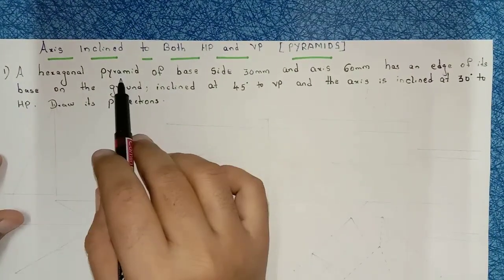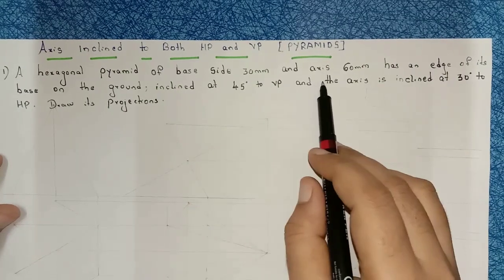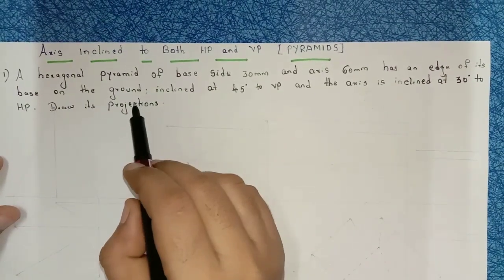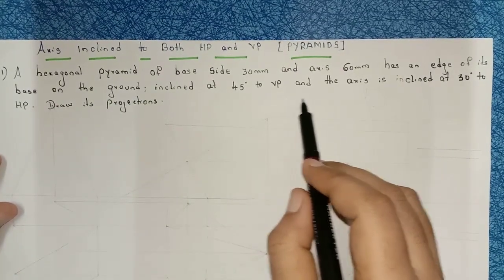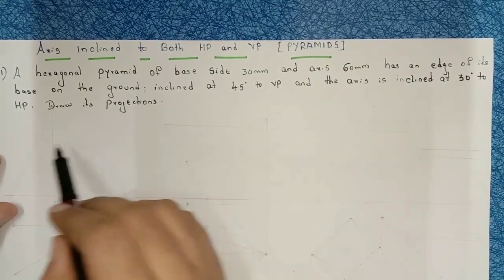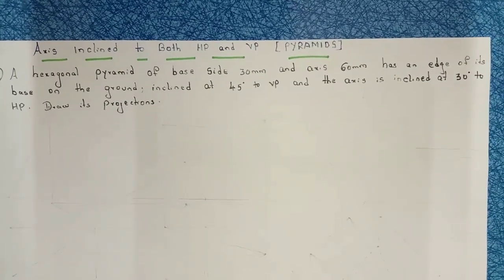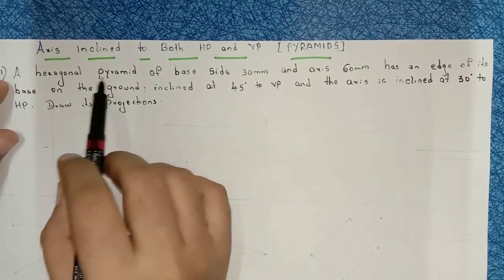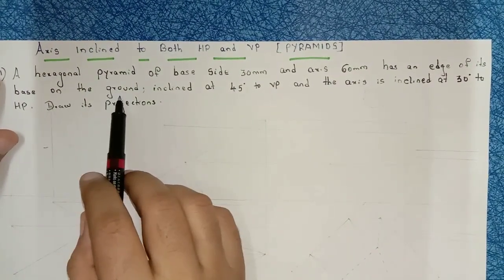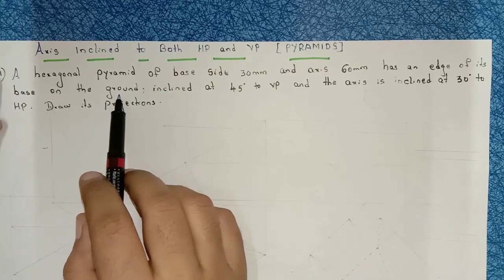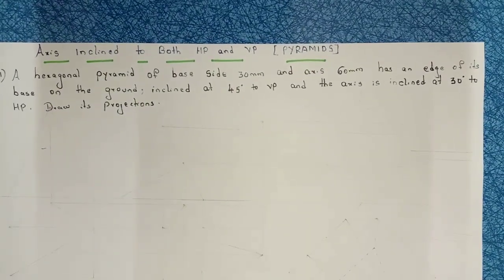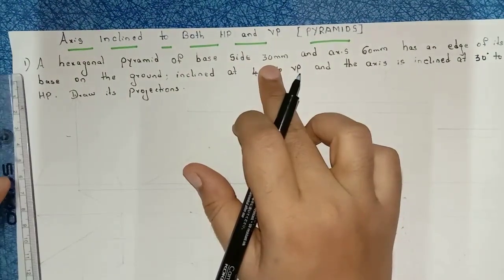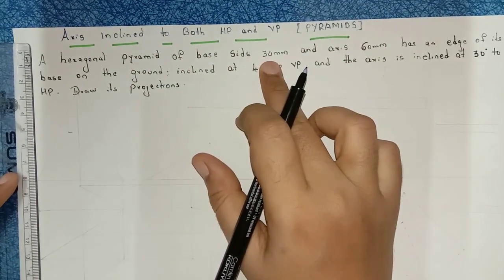A hexagonal pyramid of base side 30 mm and axis 60 mm has an edge of its base on the ground, inclined at 45 degrees to VP, and the axis is inclined at 30 degrees to HP. Draw its projections. It is very clear that you have to construct the hexagonal pyramid on HP. Ground means on HP. The condition is that the base should be on HP. So let us construct the hexagon. The side of the hexagon is 30 mm. So the base is on HP.